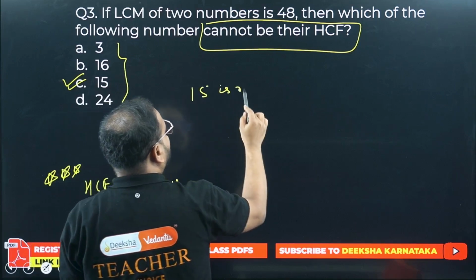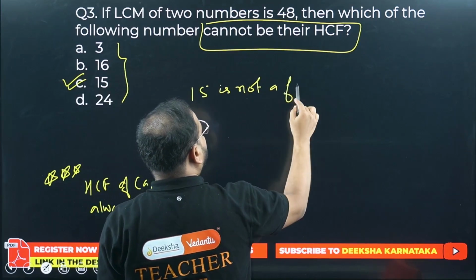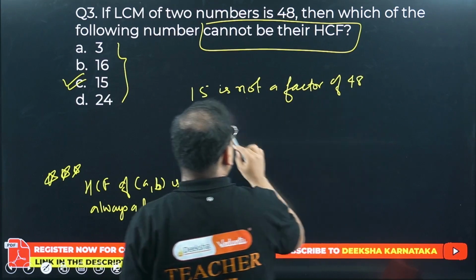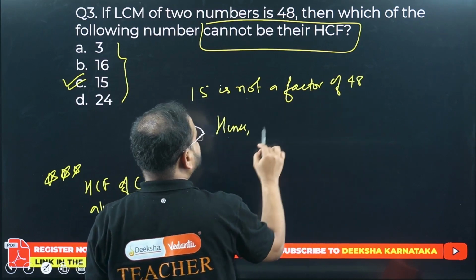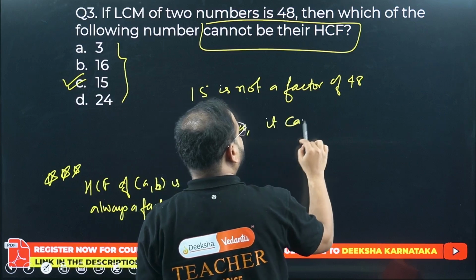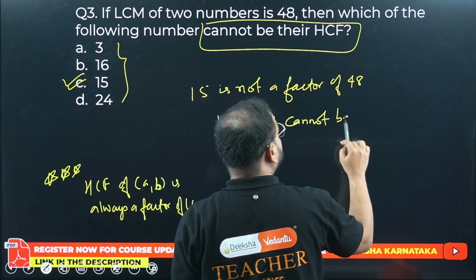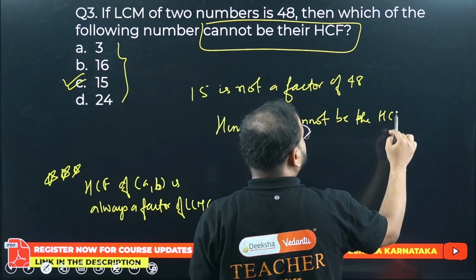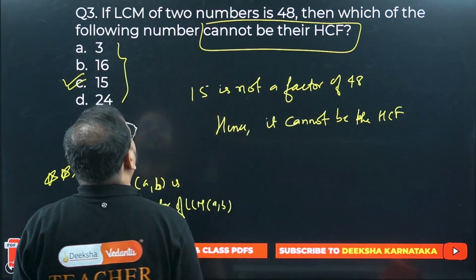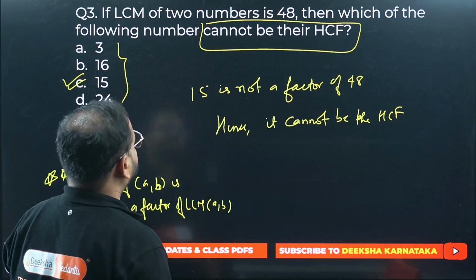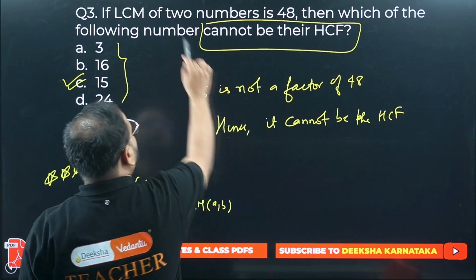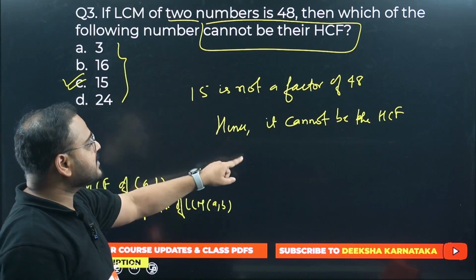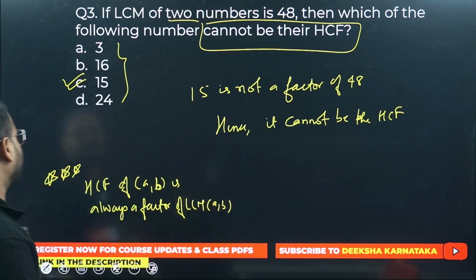15 is not a factor of 48, hence it cannot be the HCF of any given two numbers. Understood? Simple enough. HCF is always a factor of LCM for any given conditions. Moving on.